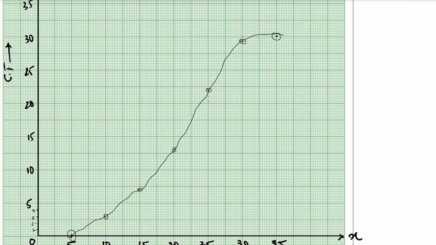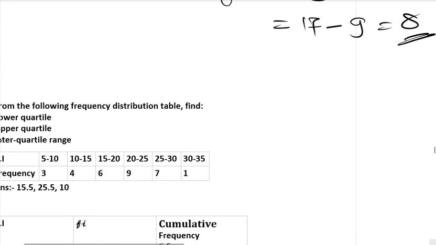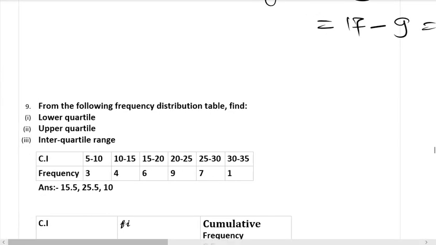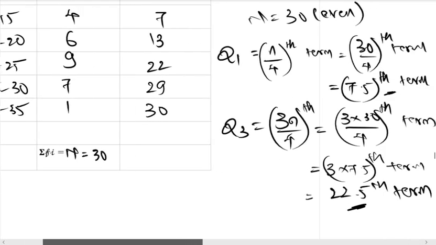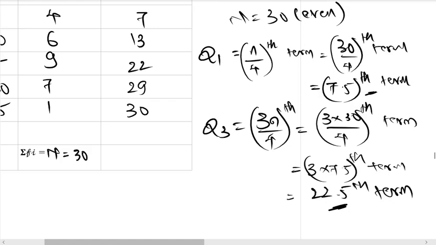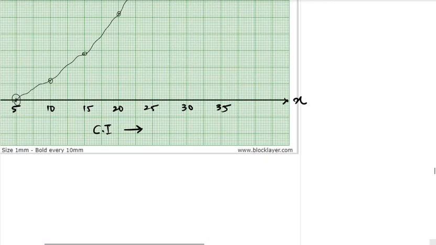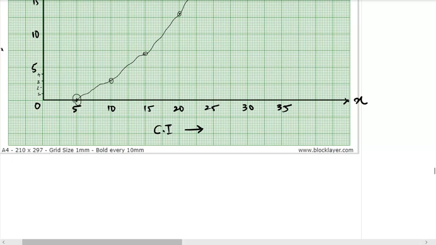Almost. Okay. Not a problem. I've got my ogive. Now, what do I have to find? According to the question, I have to find the lower quartile and the upper quartile. I've already found which is which: the lower quartile is the 7.5th term, and the 22.5th term is the upper quartile. Where is the 7.5th term?